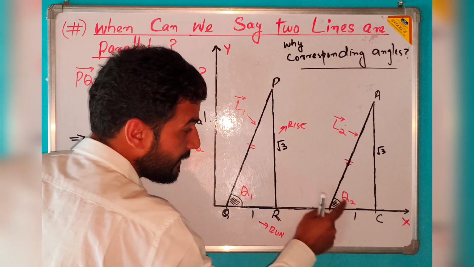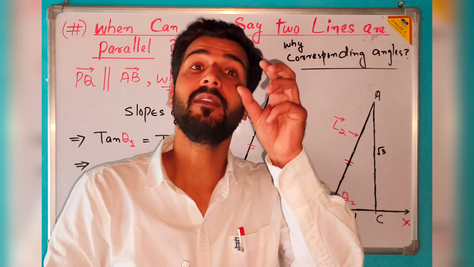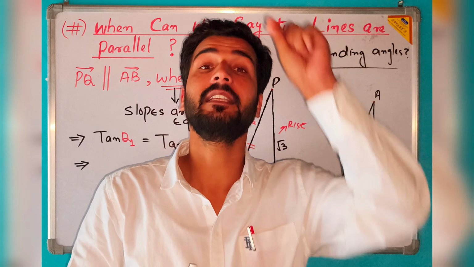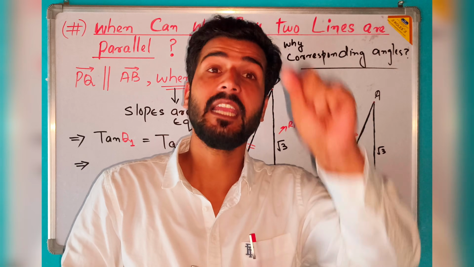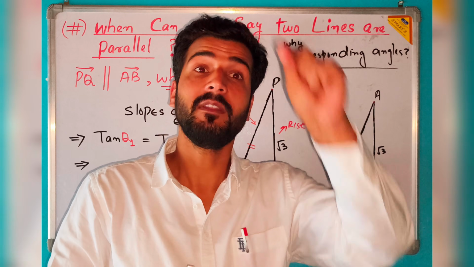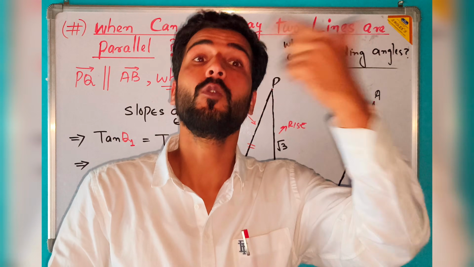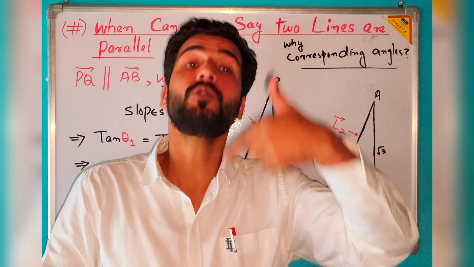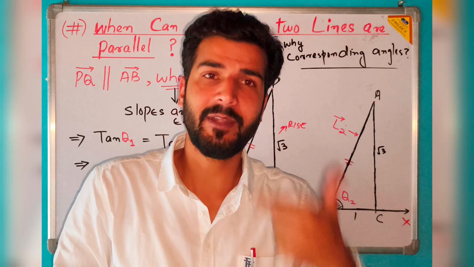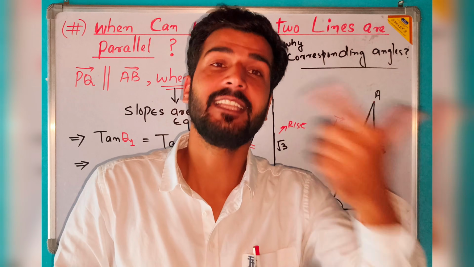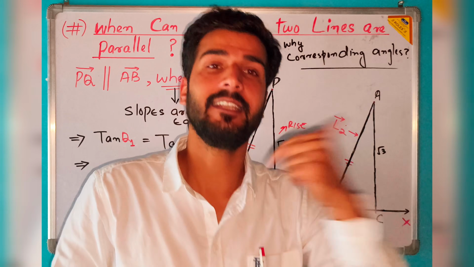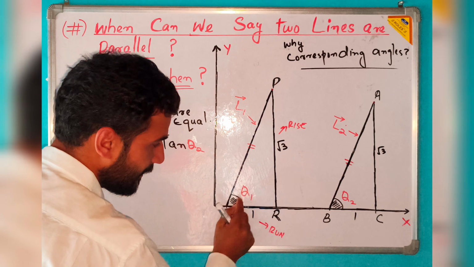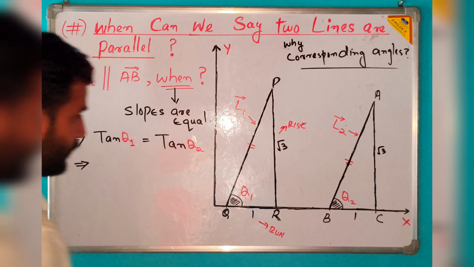So from this theta 1 and theta 2, what do we mean? From theta 1 and theta 2, these are nothing but the corresponding angles. So from the word corresponding angles, we mean slope. From the word corresponding angles, we mean the trigonometric ratio which is used to find the slope of a line. What is that trigonometric ratio? That is tan theta. This is tan theta 1 and this is tan theta 2.